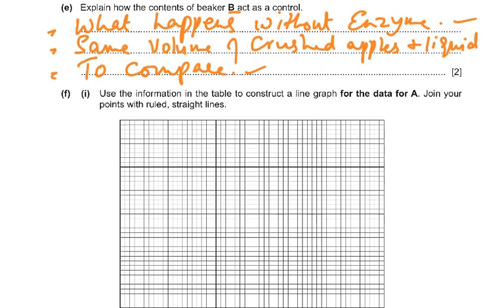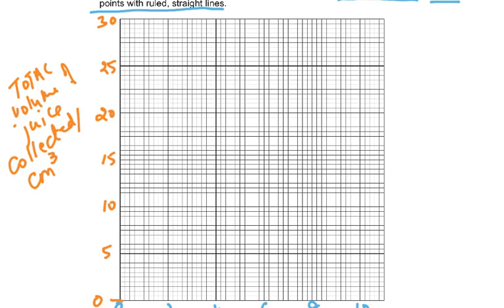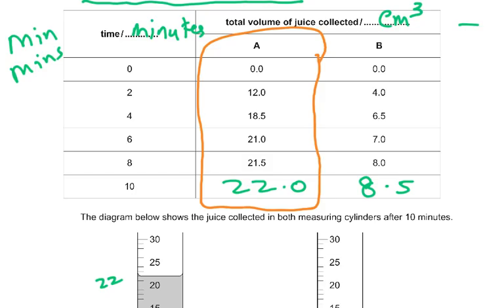Okay, now coming to part F. Use the information in the table to construct a line graph for the data for A and join your points with ruled straight lines. First of all, you've got to remember that we have to only construct a line graph for the data for A. So we go back to A and we circle A. Now the time in minutes, this is the first column, always goes on the x-axis. So this will go on the x-axis and this will go on the y-axis.